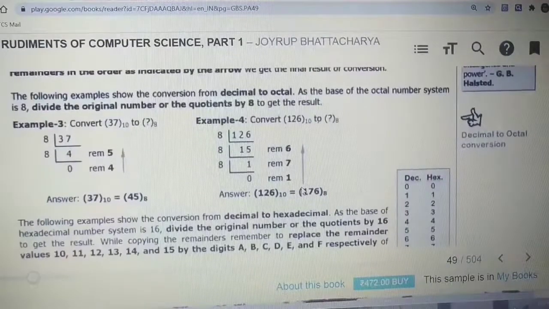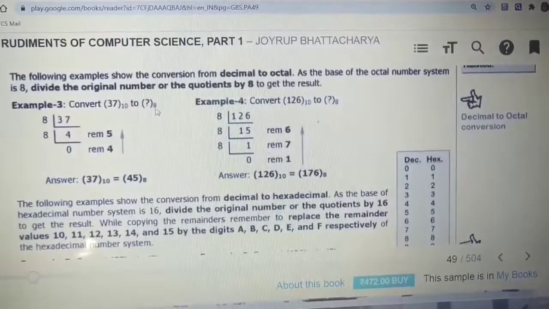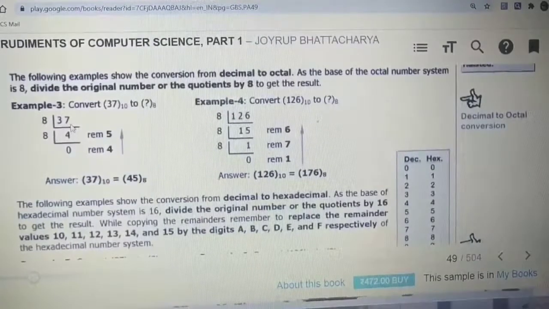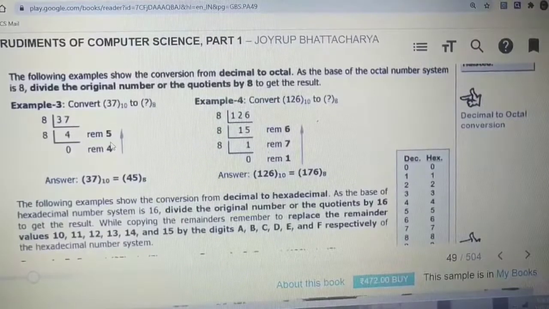Okay, now coming to the topic, that is convert decimal to octal. So how will we convert? Octal means base is 8. So 10 to 8 we will convert. Whatever number is there, we try to divide it by 8. So 37, the same example we have taken, 37. We are trying to divide it by 8. So 8 4s are 32. Quotient is 4 and remainder is 5. 37 minus 32, remainder is 5.